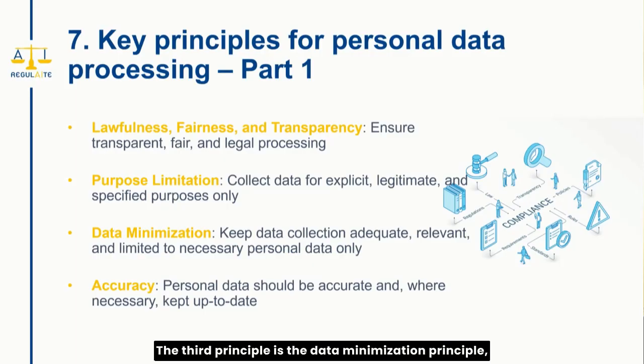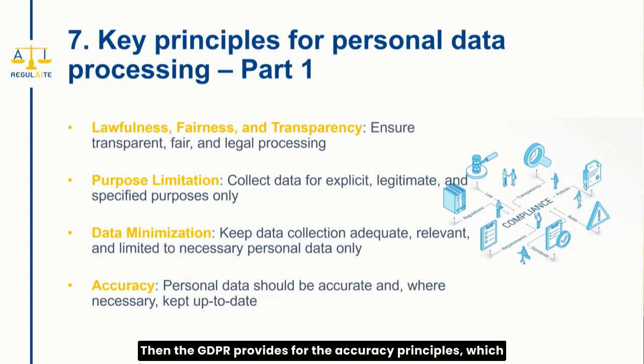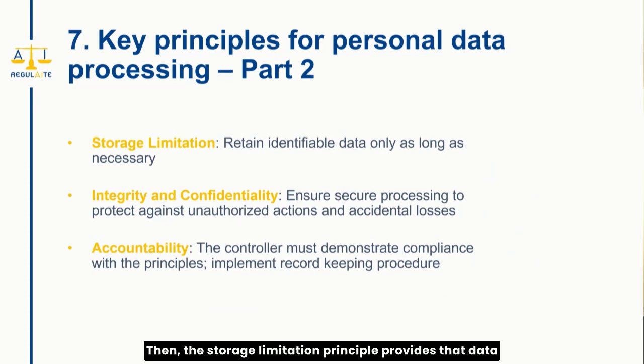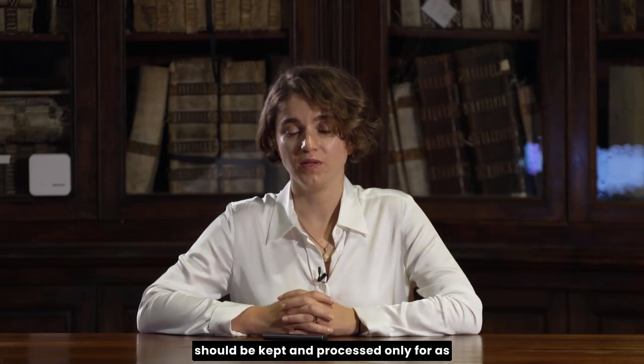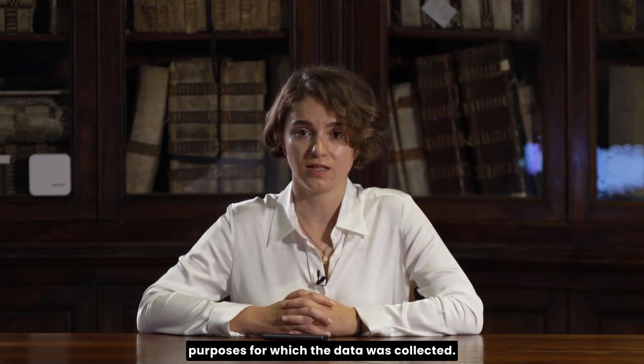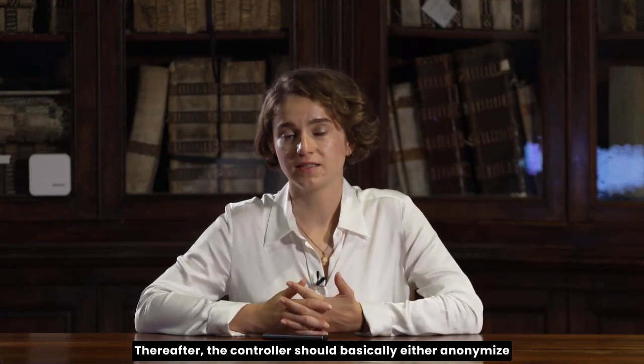The third principle is the data minimization principle, which means that controllers should collect and process only personal data that is strictly required in order to achieve the disclosed purposes. Then the GDPR provides for the accuracy principle, which states that personal data should be accurate and where required it should be kept up to date. Then the storage limitation principle provides that data should be kept and processed only for as long as it is necessary to achieve the purposes for which the data was collected. Thereafter, the controller should basically either anonymize the data or delete the data.